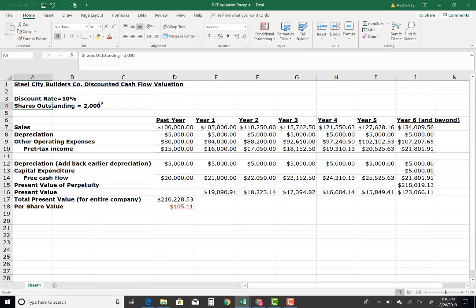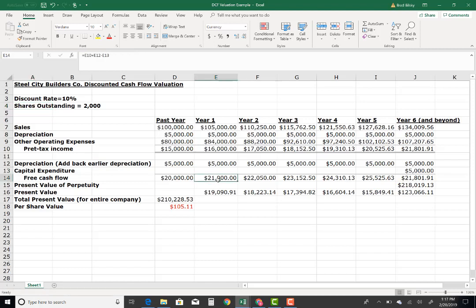Notice I have the shares outstanding. For my company here, it's 2,000. You're going to pull this information from your financial statements. You actually want to use the number of shares that your company has outstanding. So feel free to use this discount rate, but do not use this 2,000. That will give you very, very bad information for your company. So actually find the amount of shares your company has, and we're going to use that. That's going to come in the very last step of this process.